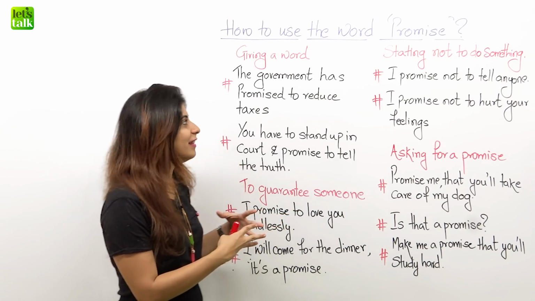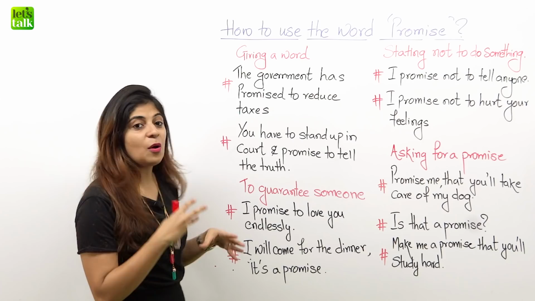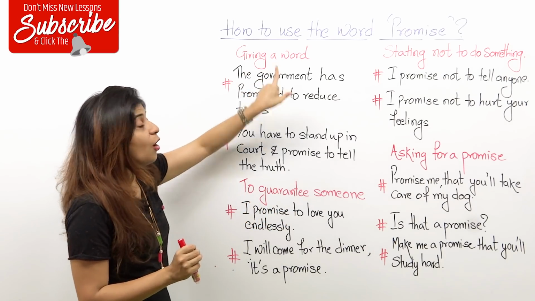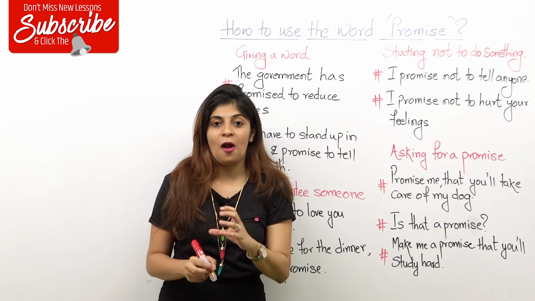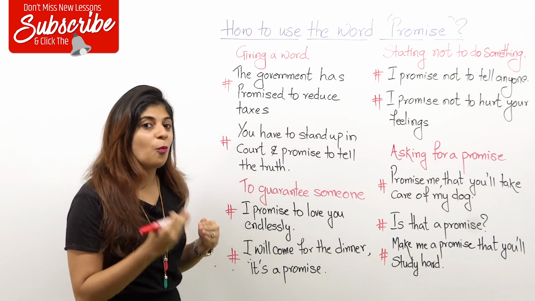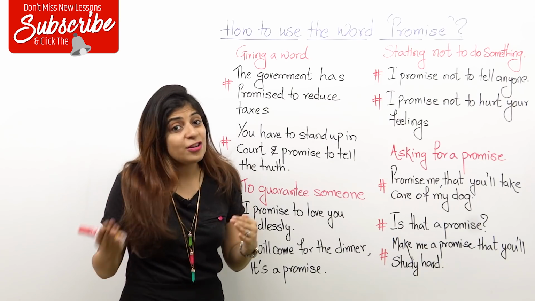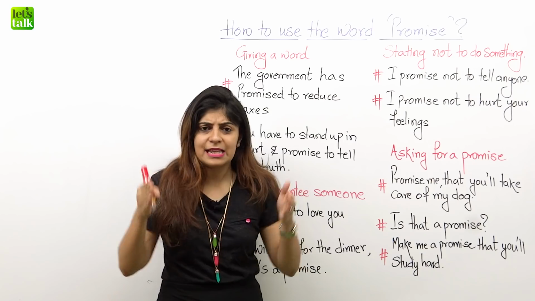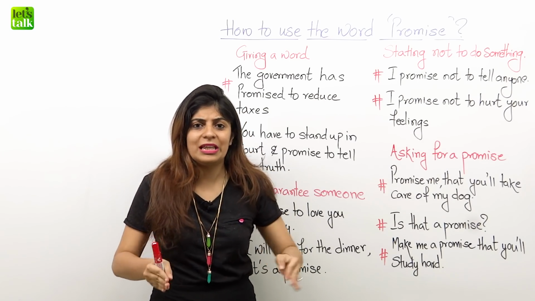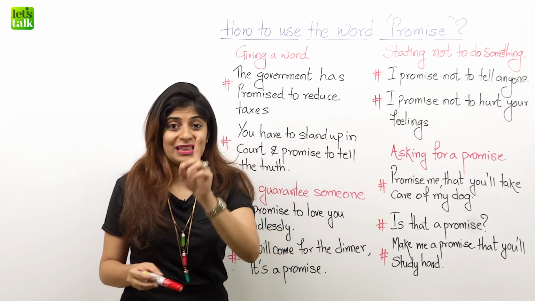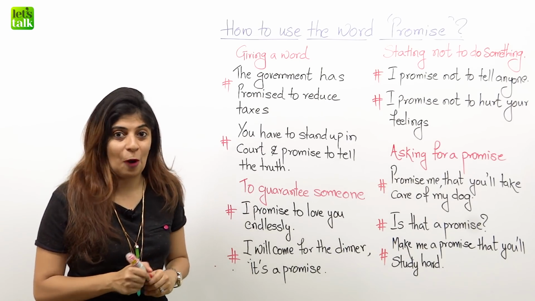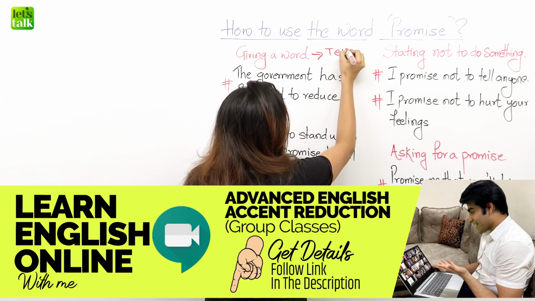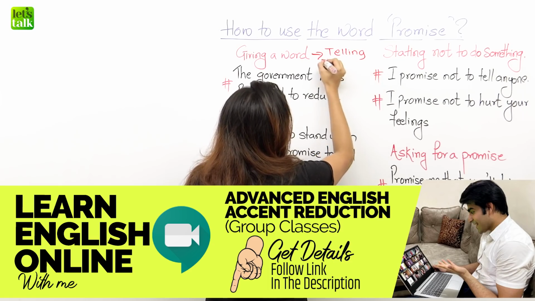So to begin with, we are going to understand when do we use the word promise. Giving a word. So we use the word promise when you give a word, when you're actually saying the truth, okay? So whatever you're saying, it is the truth. You are absolutely giving a word for that. Well, that's when you use the word promise, okay? So when you are telling the truth.